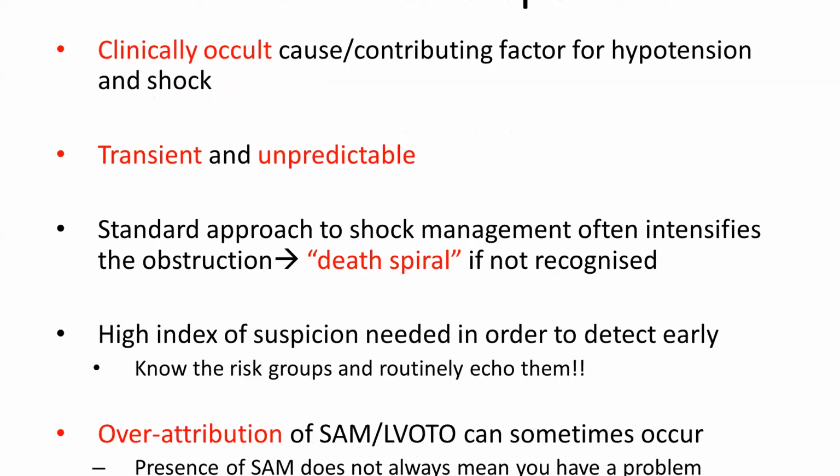From the critical care clinician perspective, the important thing to know is this is clinically occult, and it's often a cause of hypotension and shock that goes unnoticed, often till it's too late. It can also be transient, and it's very unpredictable. Most of our standard approach to managing hypotension and shock actually makes it worse. It creates a death spiral of worsening hypotension if you don't recognise it.